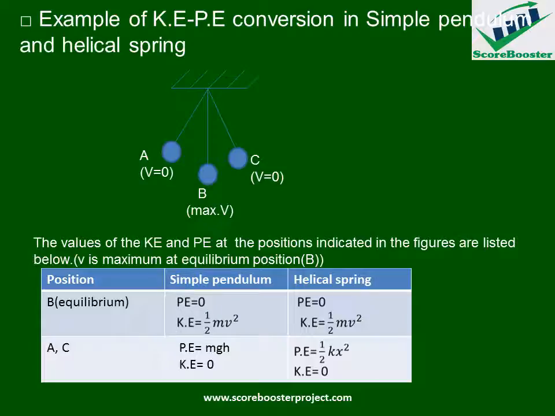So at points A and C, the velocity is 0, meaning that the value of kinetic energy will be 0 there, while the potential energy will be maximum. But if you look at B, we have maximum velocity there. That means the kinetic energy will be maximum at B, while the potential energy will be 0.